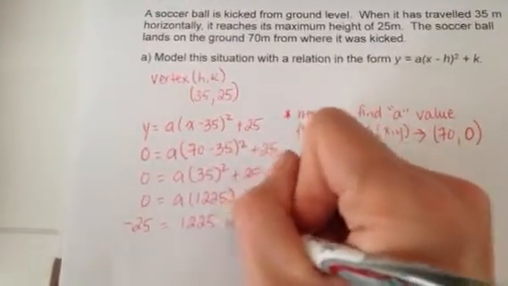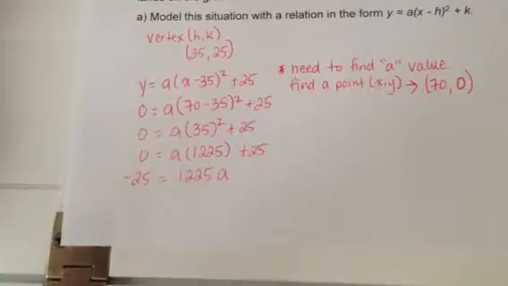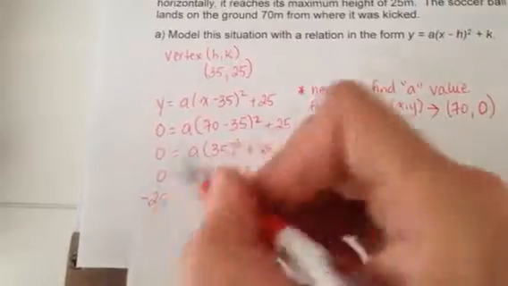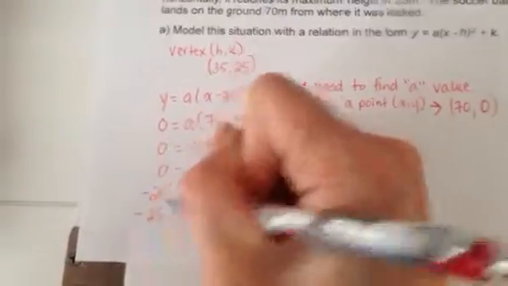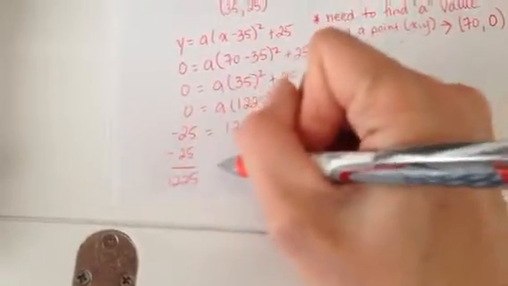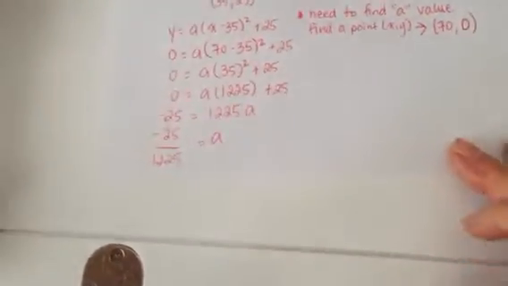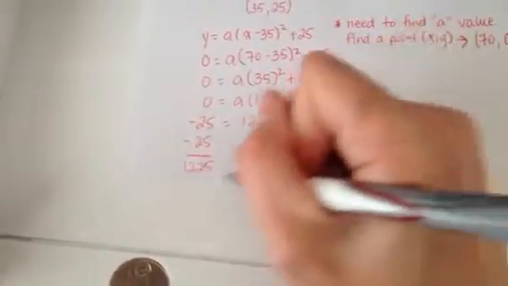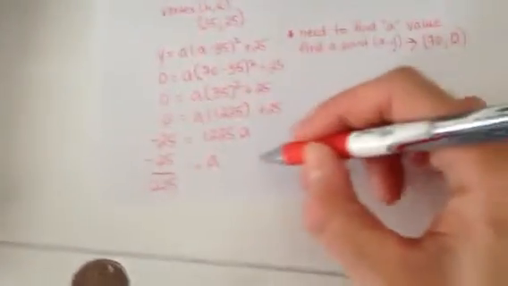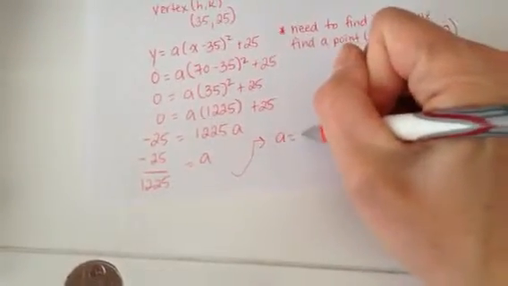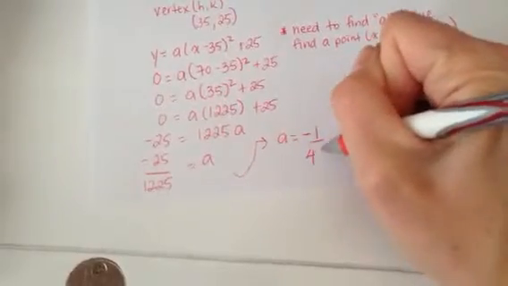So minus 25 is equal to 1,225a. We'll solve for a by dividing by 1,225 on the other side. And we can simplify that. If you divide the top and the bottom both by 25, you will get your a value. So a is equal to negative 1/49.